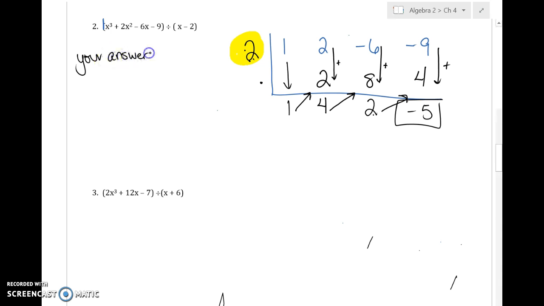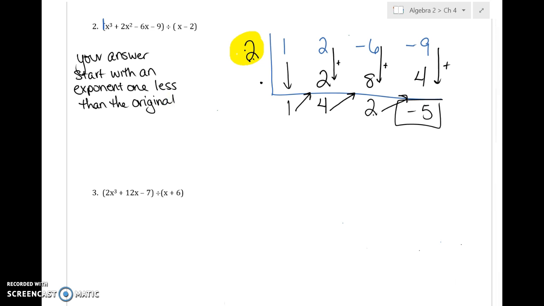Your answer starts with an exponent 1 less than the original. So this coefficient of 1 is 1x squared plus 4x plus 2, and our remainder is negative 5. We write that as minus 5 over the original divisor.